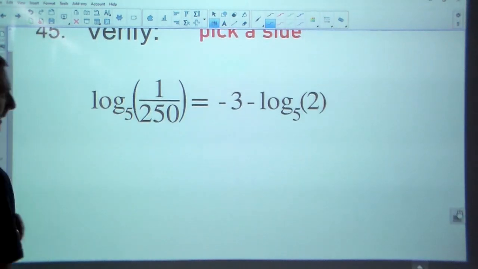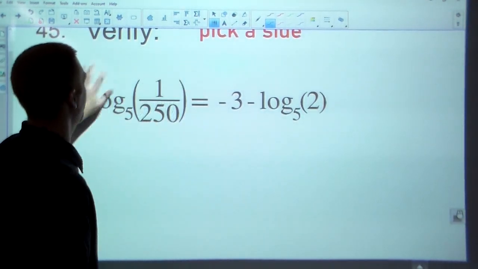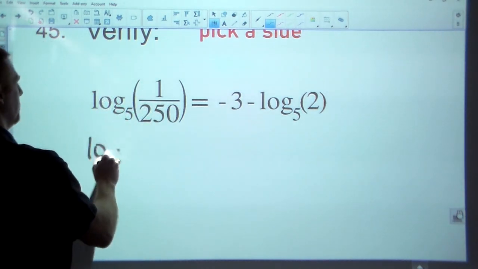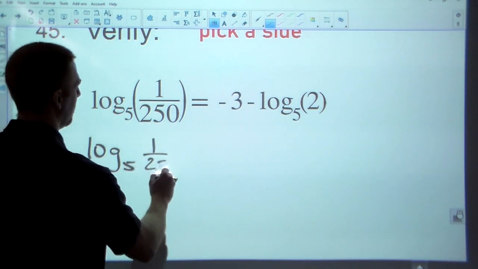So from experience, I'm going to tell you that most people have more success starting on this side. So that means I'm going to start with log base 5, 1 over 250.